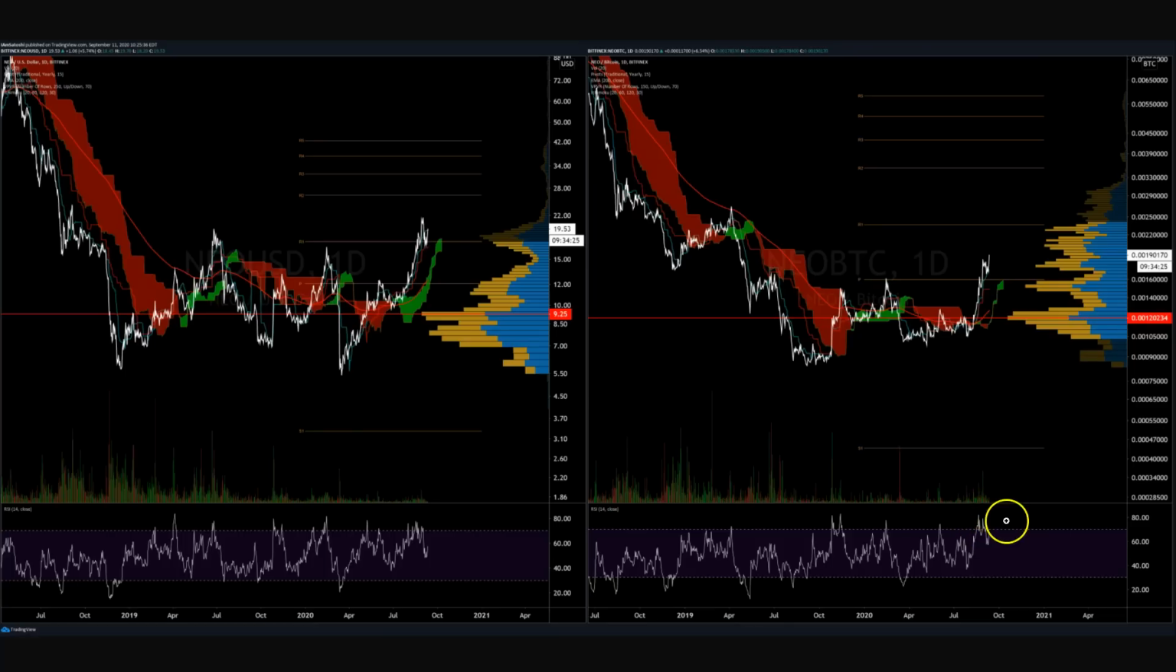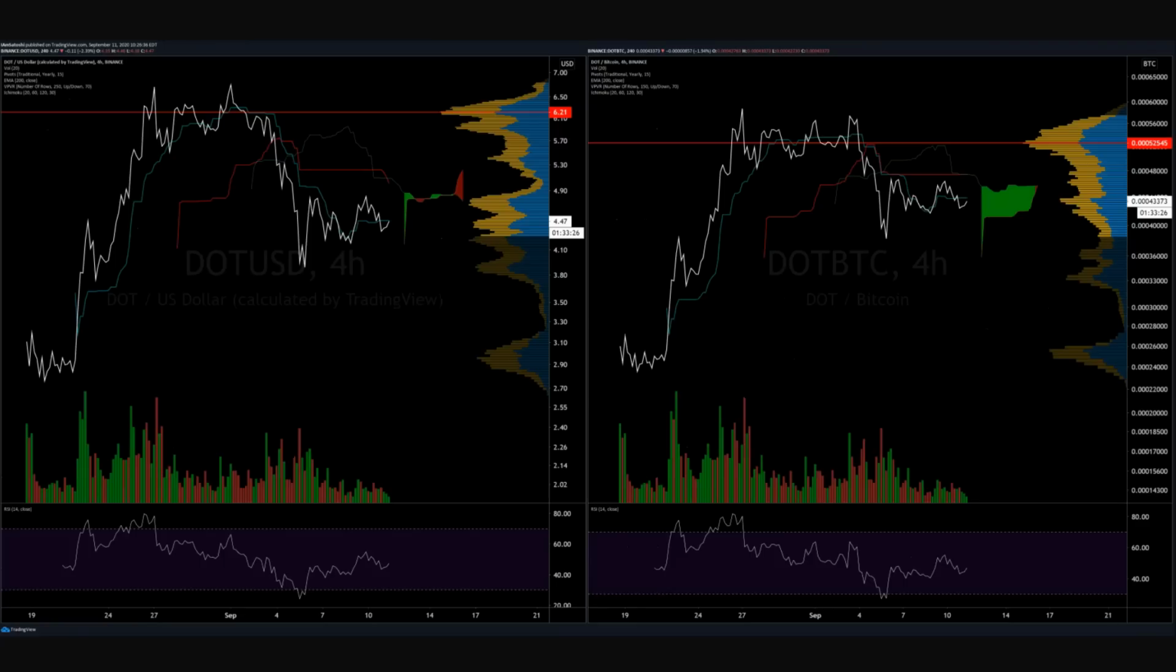There's a bear div here as well. Higher highs, lower momentum. So I don't think this goes much higher, and it will retrace eventually, but it does look super bull for sure.